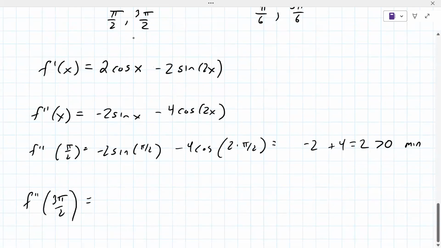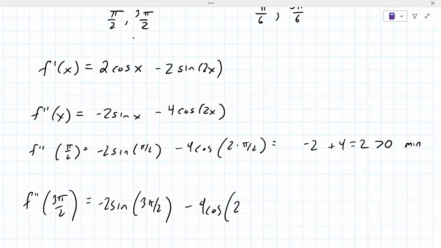It's so easy to make some of those mistakes. Let's try 3 pi over 2. So negative 2 sine 3 pi over 2 minus 4 cosine 2 times 3 pi over 2. It'd be the exact same. It is not the same. You should be very careful with your signs. It'd be 2 plus 4, which is 6, which is greater than 0, so it's a min.